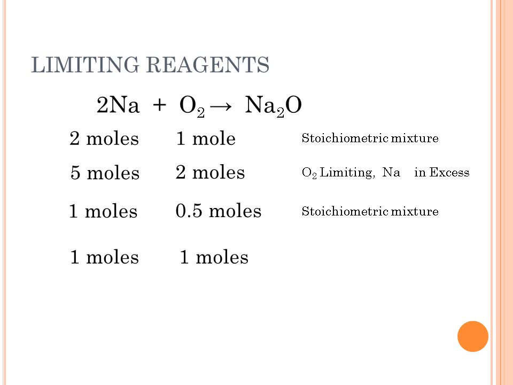Another example. Now we've got 1 mole of oxygen and 1 mole of sodium. From our equation, 1 mole of oxygen needs 2 moles of sodium, but we don't have enough sodium. So in actual fact, in this case, the sodium is going to be the limiting factor because it will be used up and the oxygen will be in excess.